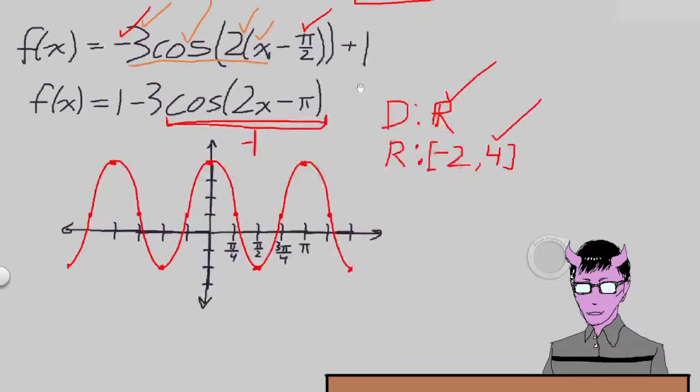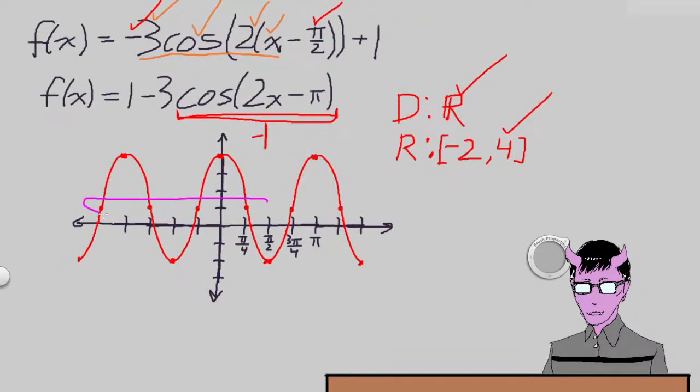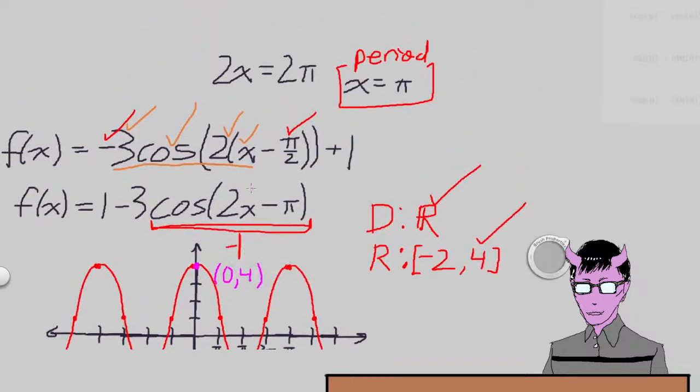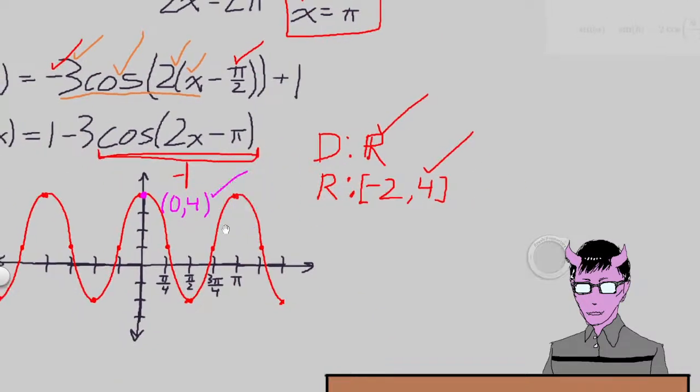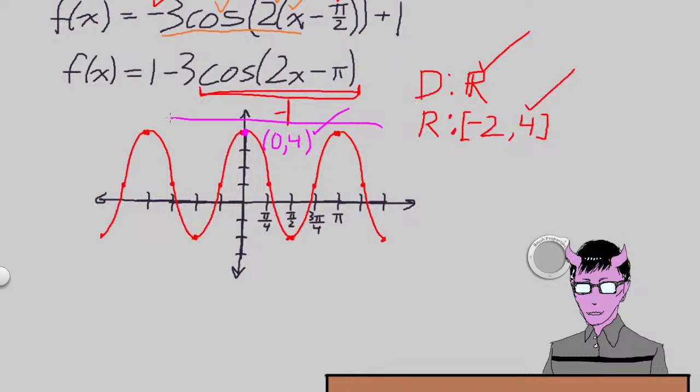And just for paranoia, we're going to check one point. Never check the nodes; rather check the minimums or the maximums. This is probably the easiest one to check. That point is going to be (0, 4). So if we input 0, 0 minus pi is -pi. Cosine of -pi is -1. -1 times -3 is +3. +3 plus 1 is 4 indeed. So this point is consistent and this graph should be good.